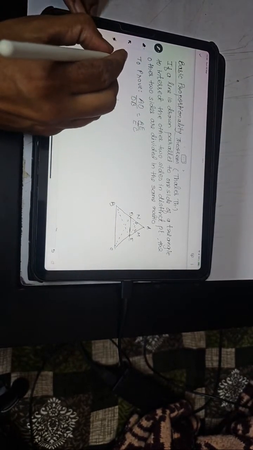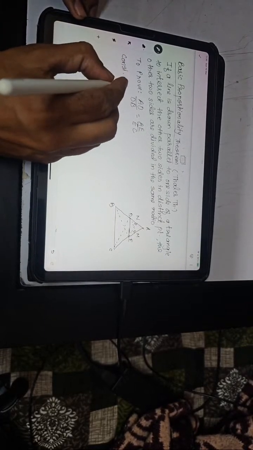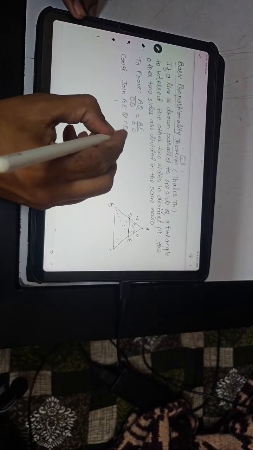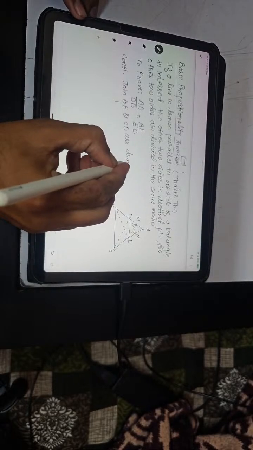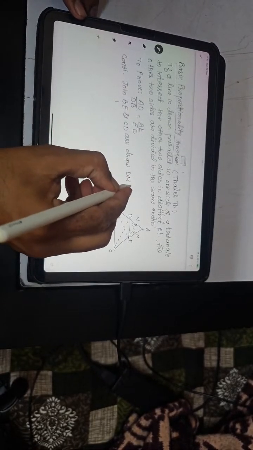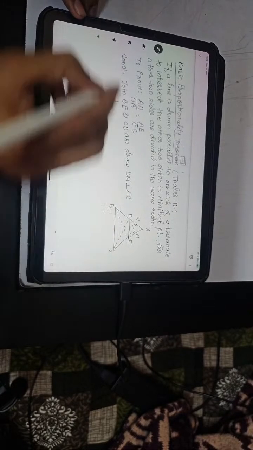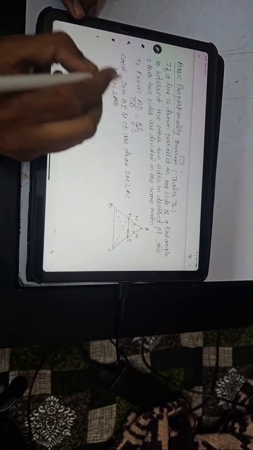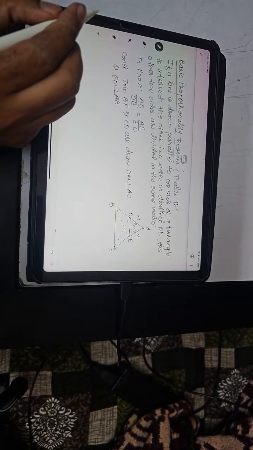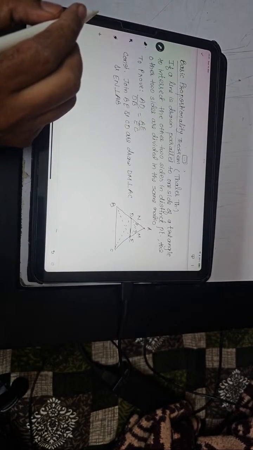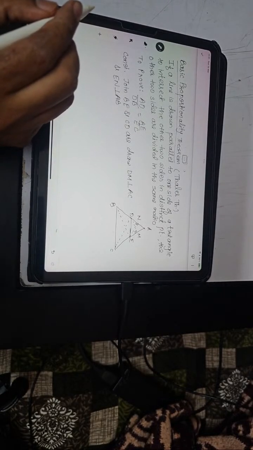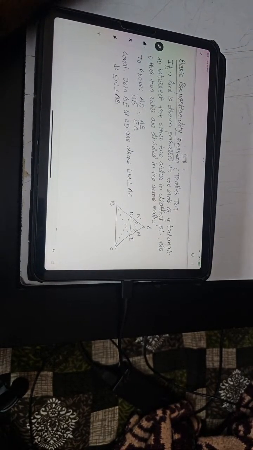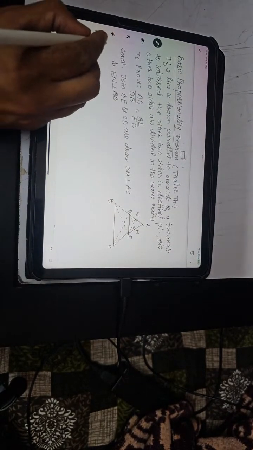So, the construction, what I did: join BE and CD, and draw DM perpendicular to AC and EN perpendicular to AB. And see, don't worry, I will be sharing the whole PPT with you. Like that day, the whole PDF I will share in the group. So just be careful here. Now, see how I can prove this. So, proof.